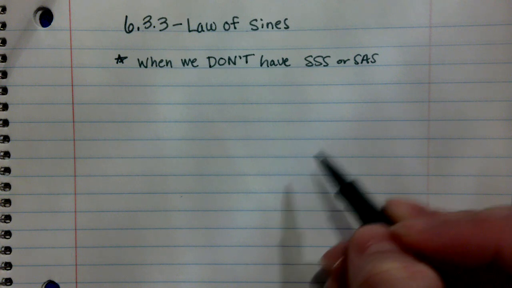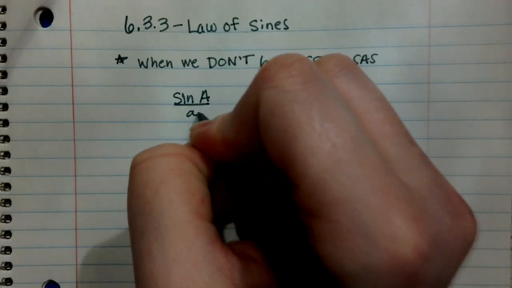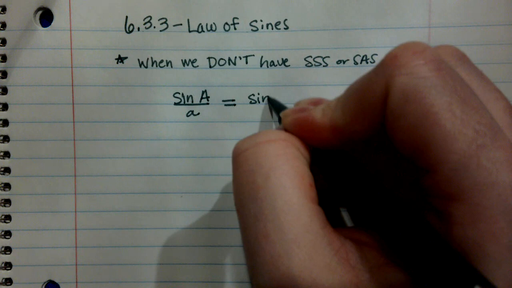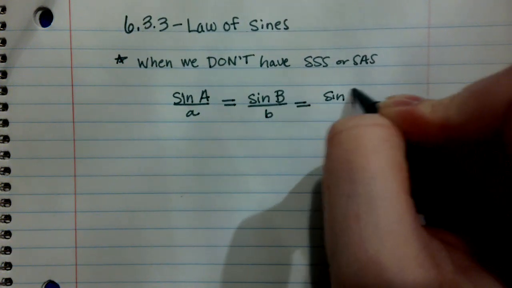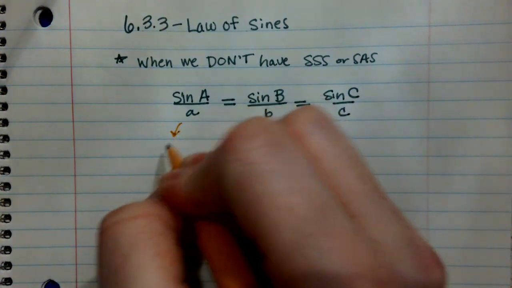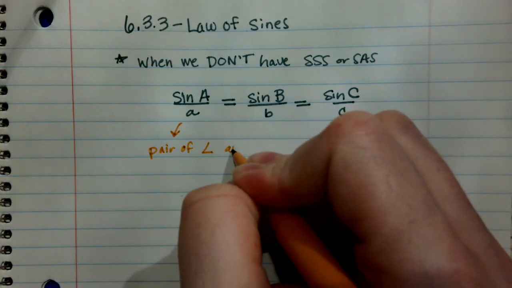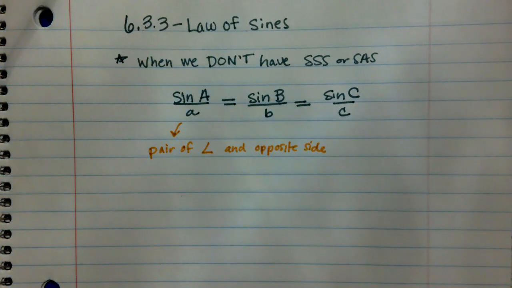And the law of sines is written like this. The sine of angle A over the side A is equal to the sine of angle B over the side B, and the same thing for the third angle. And these letters don't particularly matter. Each of these is just a pair of angle and opposite side. That's all that it is.